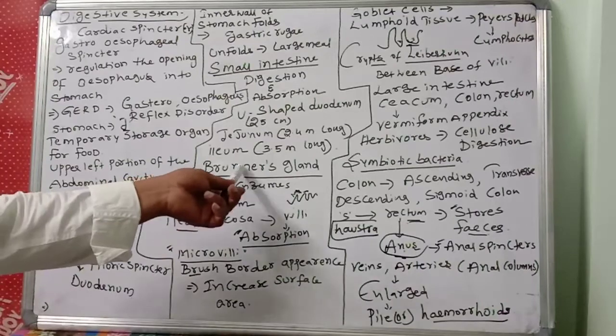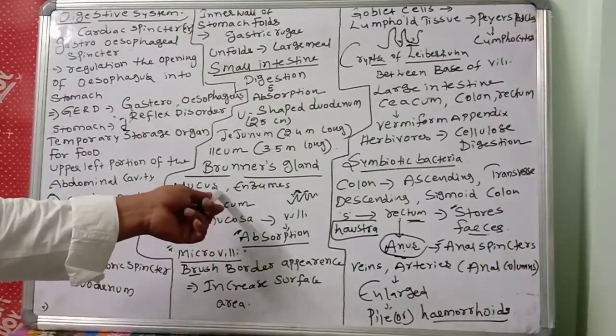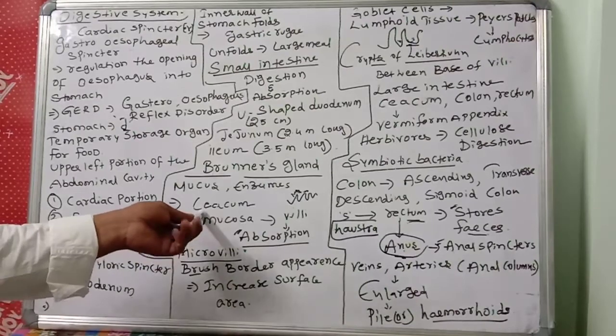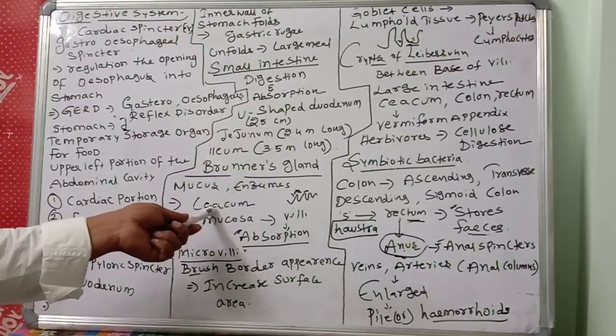Brunner's gland is also present, a very important one. The wall of the duodenum especially consists of Brunner's gland, which secretes mucus and enzymes. Then the cecum: the ileum opens into the cecum. The cecum is a part of the large intestine.